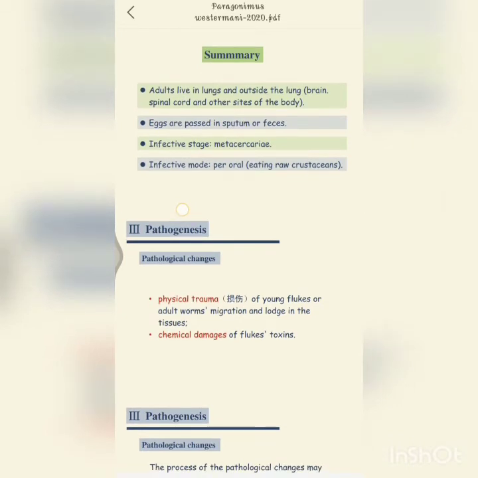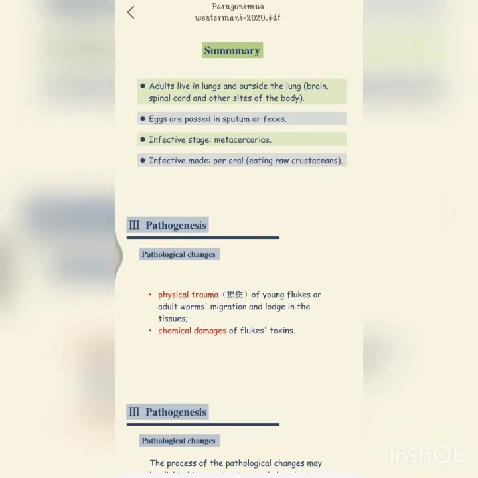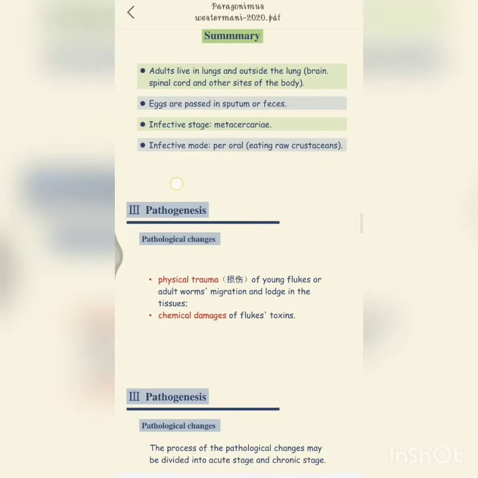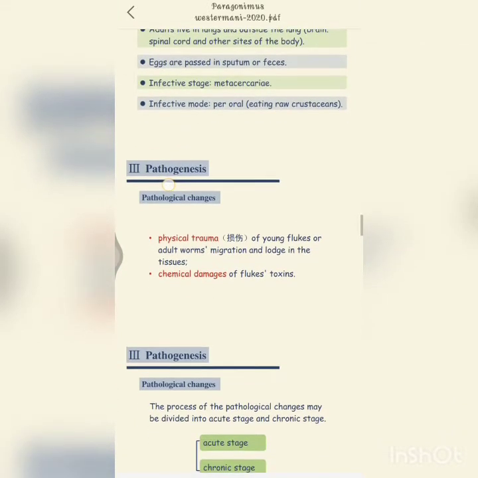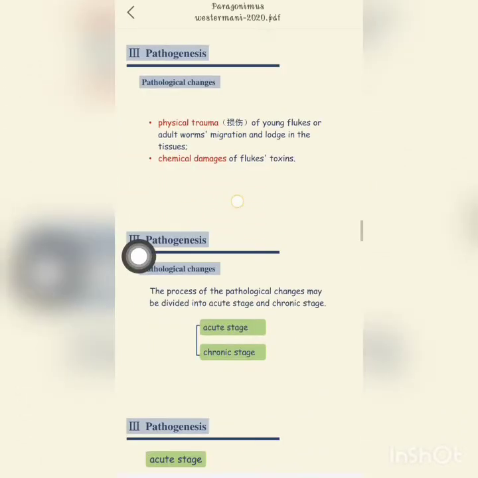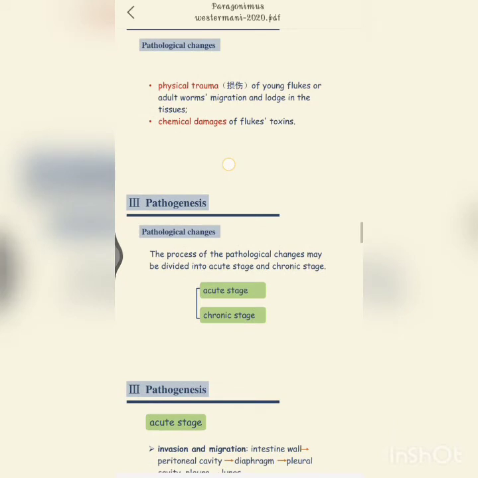Sometimes when it goes to the brain, it may form a bloody brain lesion, which may also be fatal. And next, the eggs are passed in the sputum or feces, and the infective stage is metacercaria. The infective mode is oral, by eating raw crustaceans. And the pathogenesis is physical trauma of young flukes or adult worms, migration and lodging in the tissue, and the chemical damage of fluke toxin.